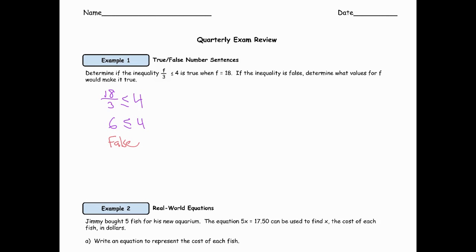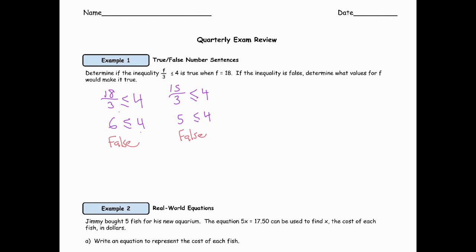So I'm going to pick, let's see, maybe 15, because I know I can divide that by 3. So if we pick 15 and replace the f with a 15 and divide, 15 divided by 3 is 5. And 5 still is not less than or equal to 4, so that is also false. But we are headed in the right direction. We need to continue to pick smaller and smaller numbers.